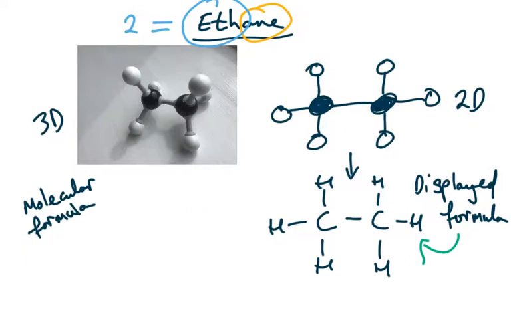So our molecular formula is just going to be C2, because there are 2 carbons, H, and then we can count them, there's going to be 6 hydrogens. So it's C2H6, and that is your molecular formula for ethane.